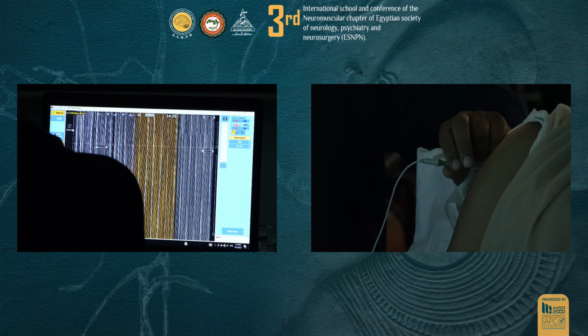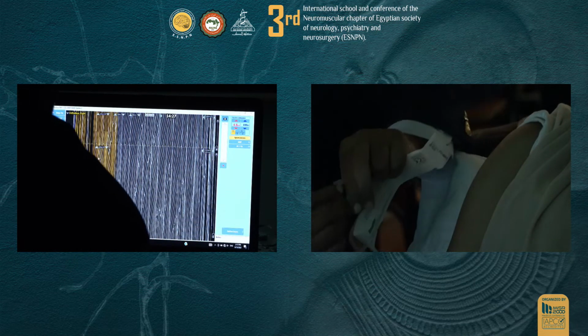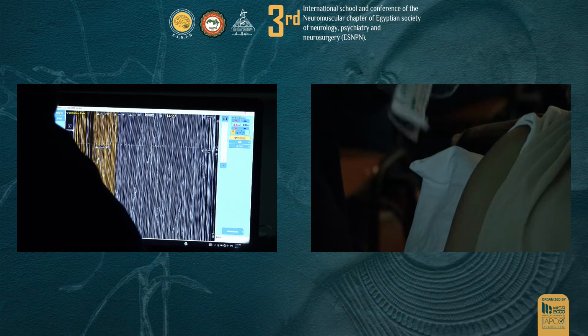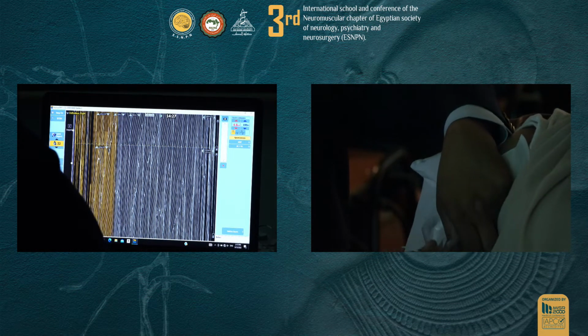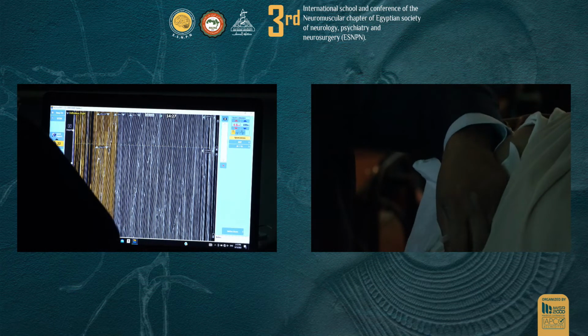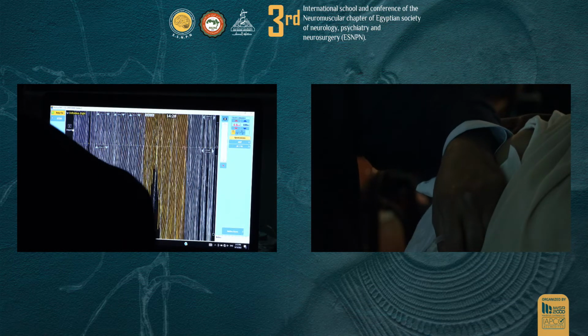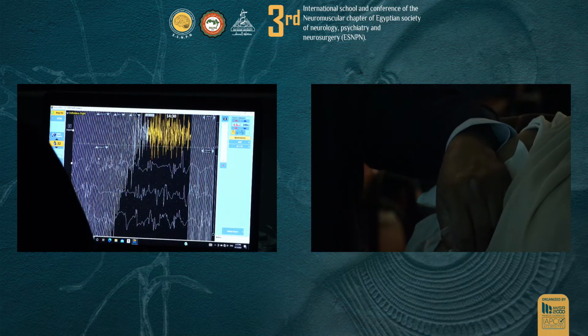Let me try a different muscle. I'll go here. I just want to see if she relaxes this muscle a bit. Good, thank you. Now I'm in the biceps. Just let go. Let go. Down.